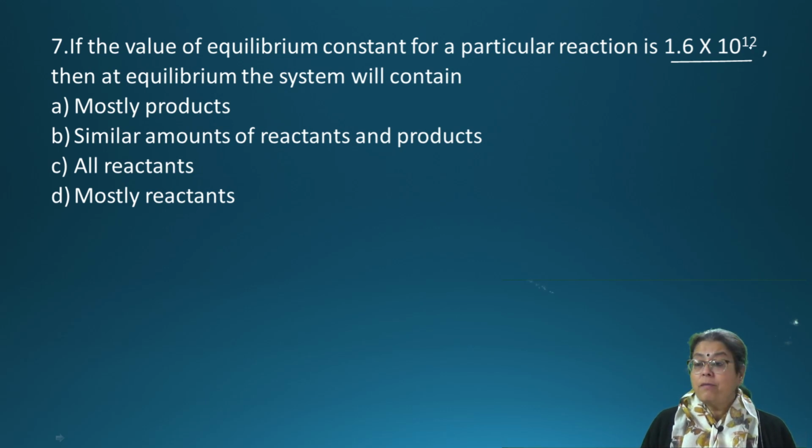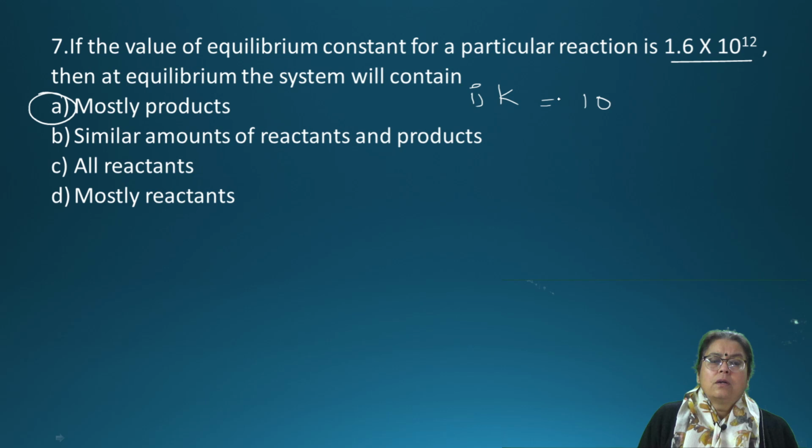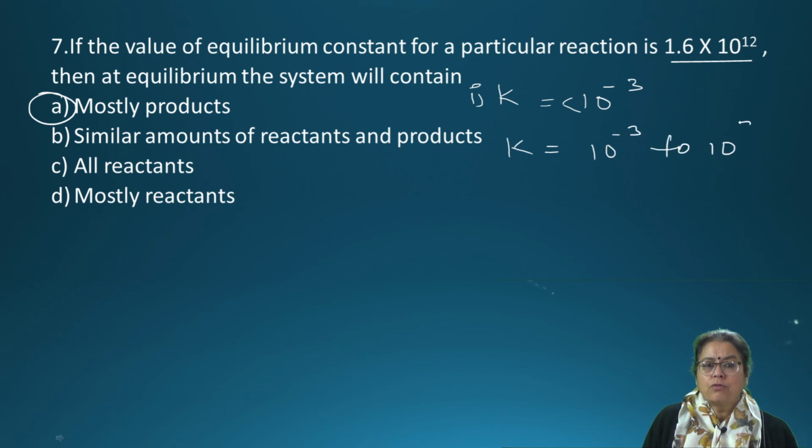1.6 into 10 raised to power 12. K की वैल्यू काफी हाई है तो इट विल कंटेन मोस्टली प्रोडक्ट्स. तीन वैल्यूज इसमें दे रखी होती है ना कि देयर आर थ्री कंडीशंस. एक K की वैल्यू हो जाती है less than 10 raised to power -3. ठीक है, एक K की वैल्यू हो जाती है 10 raised to power -3 टू 10 raised to power 3 और थर्ड केस में K की वैल्यू हो जाती है ग्रेटर देन 10 raised to power 3.